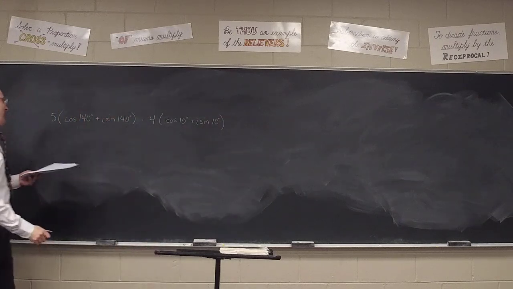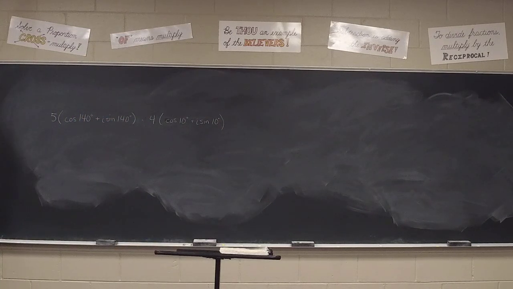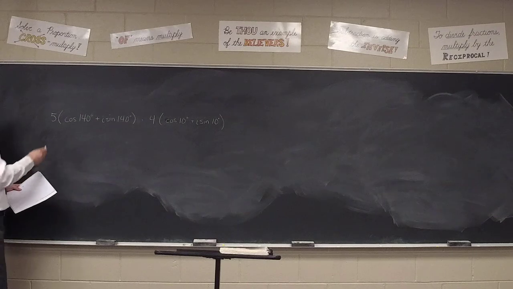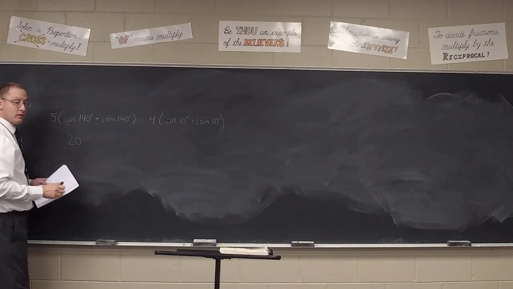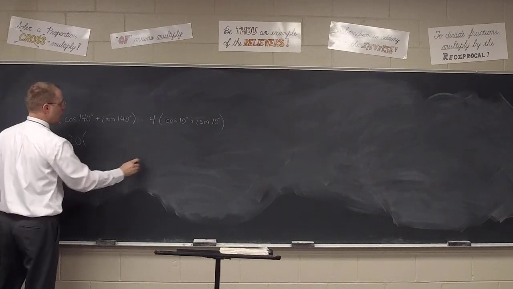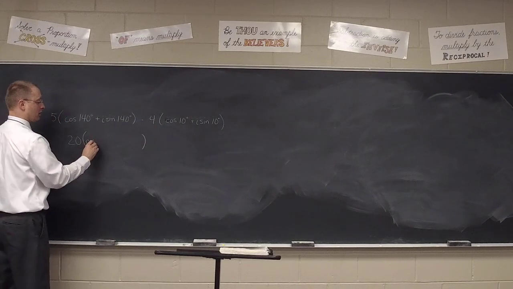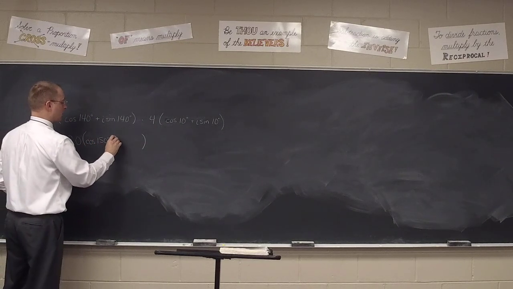Let's suppose we had 5 times the cosine of 140 degrees plus i times the sine of 140 degrees, times 4 times the cosine of 10 degrees plus i times the sine of 10 degrees. It looks ugly, but the multiplication's really easy. Do you remember what we do first, Quentin? Multiply the r values. You start by multiplying the r values together to get 20. Then, Jamie, we add the degrees together to get cosine of 150 plus i sine of 150.